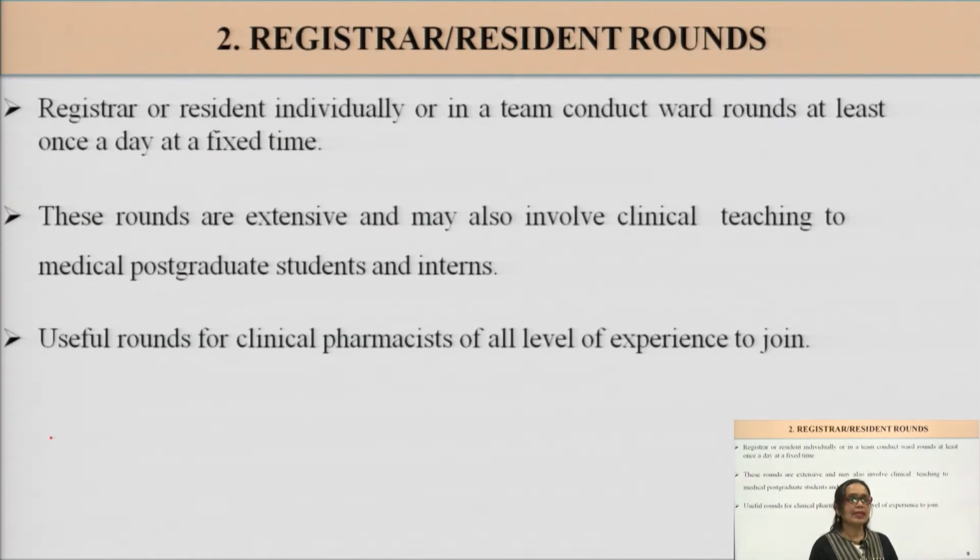So, next is the registrar or resident rounds. In this case, the registrar of that hospital or the resident, individually or in a team, may go together, but there may also be chances of an individual visit, right. The registrar or the resident, individually or in a team, conducts ward rounds at least once a day at a fixed time, right. These rounds are extensive and may also involve clinical teaching to the medical postgraduate students and interns. That means it again comes under teaching, and these are useful rounds for clinical pharmacists of all levels of experience to join, right.